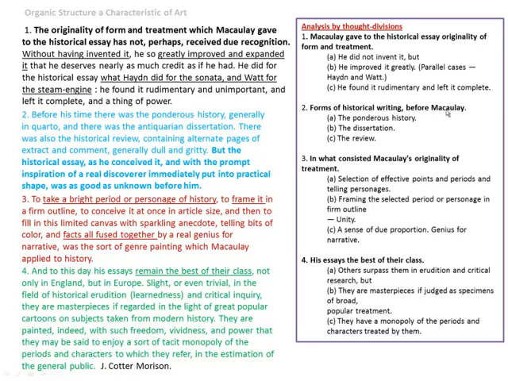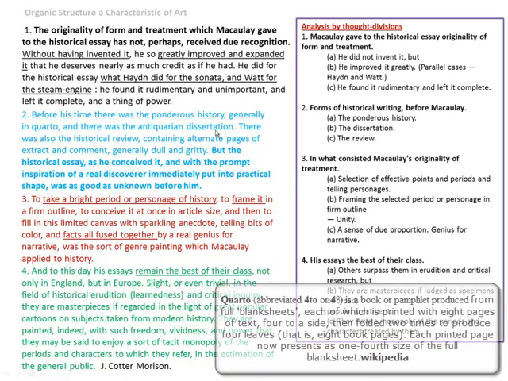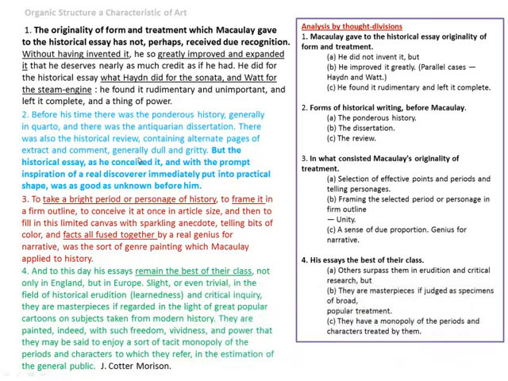Then he talks about forms of historical writing before Macaulay. Ponderous history, dissertation, review. Before his time there was the ponderous history, generally in quarto, and there was the antiquarian dissertation. There was also the historical review, containing alternate pages of extract and comment, generally dull and gritty. But the historical essay, as he conceived it, and with the prompt inspiration of a real discoverer, immediately put into practical shape what was as good as unknown before him.